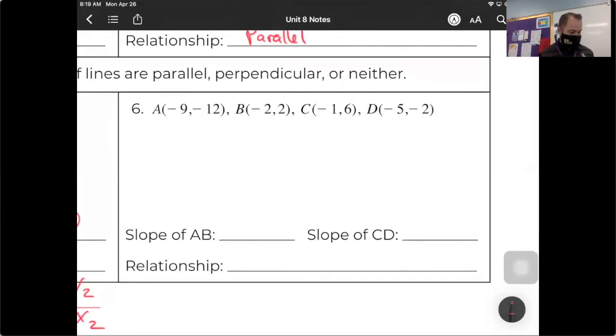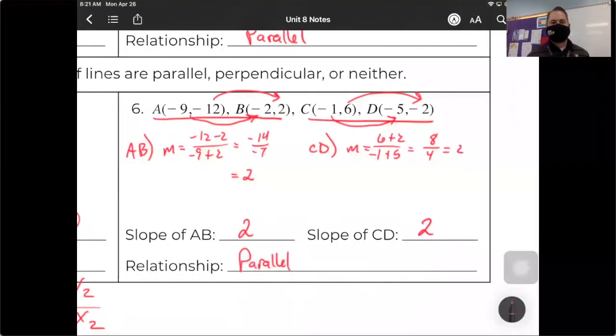Okay, again, I want you to try this one on your own. Try number 6 on your own. Find the slope of AB and the slope of CD. Compare those and tell me the relationship of those lines. All right, somebody maybe raise your hand and tell me what relationship did you get? Ashley. Parallel, is that what you said? That's what I got too, because they both have a slope of 2, right? You reduce both those, you get 2. Good. So those are parallel.